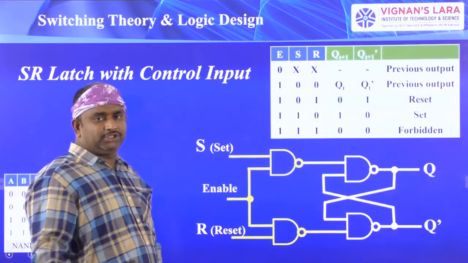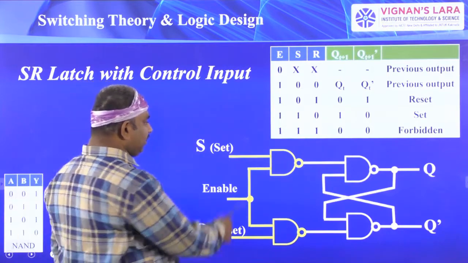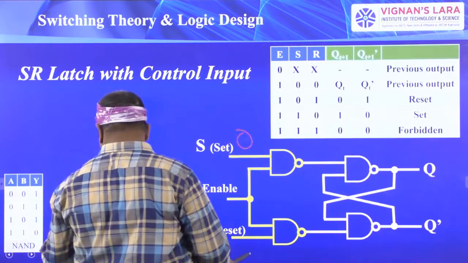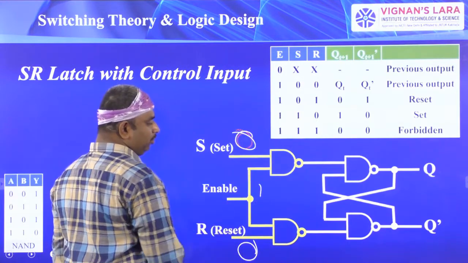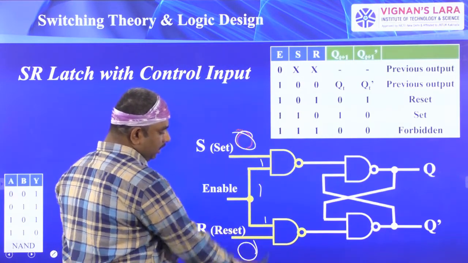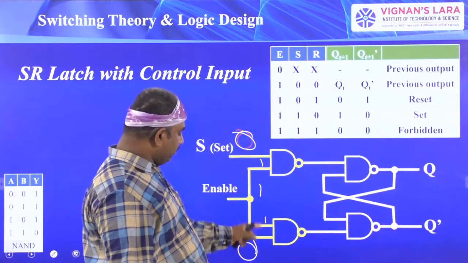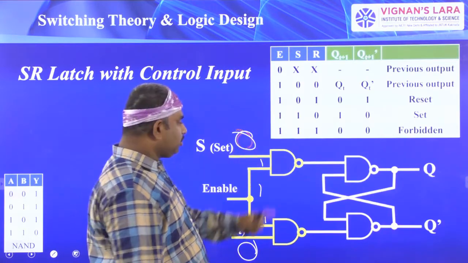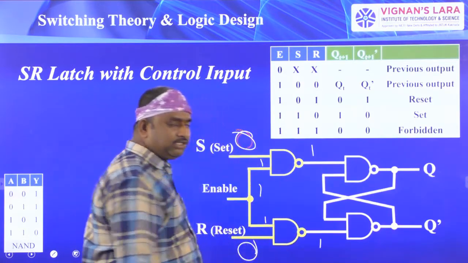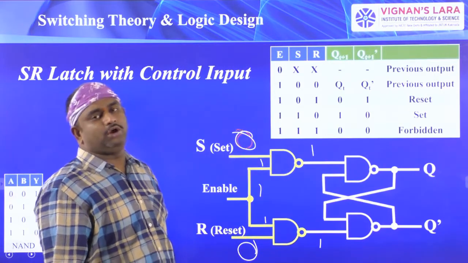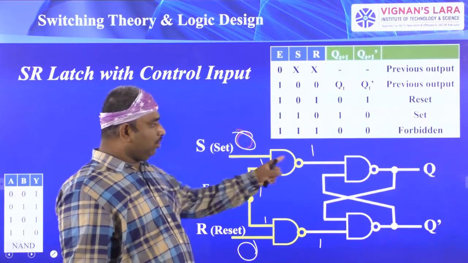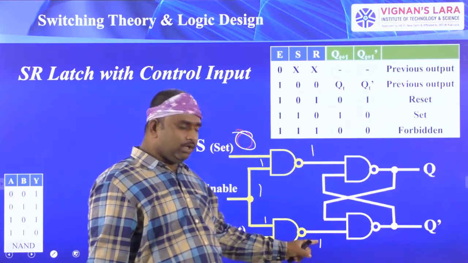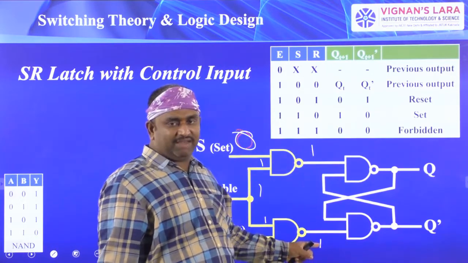Now the next condition, 0 0. Here I am not giving any input. So here it is 0, here it is 0. Enable is equal to 1. That is, here 1 0, here also 1 0. So the outputs of these two NAND gates are 1. Why? Because if any one of the inputs is equal to 0, the output is equal to 1. The output of this one is 1, this one is 1. So here 1 1 is available.